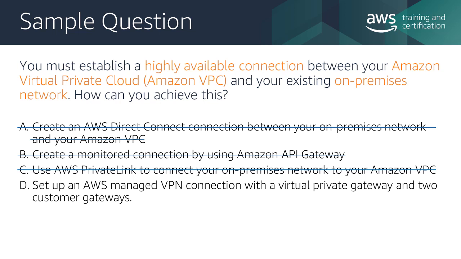Whereas for option D, you are specific by saying with 2 customer gateways, you've got a highly available connection out from your building into AWS, which is already highly available in. Therefore, D answers all of the parts of the question.